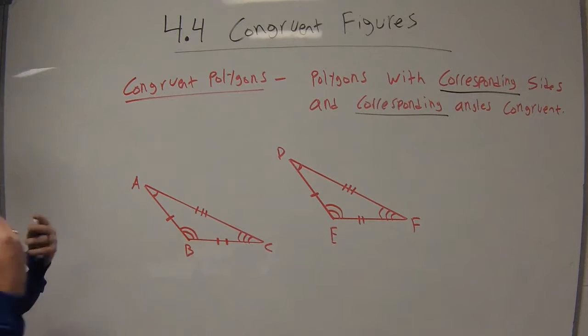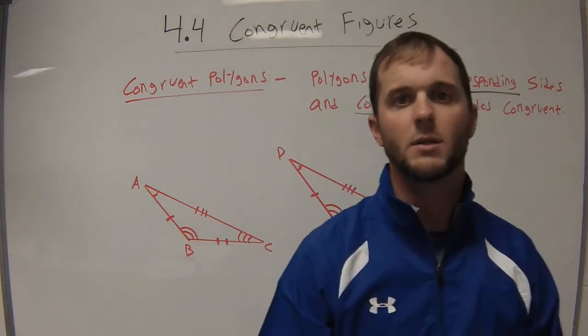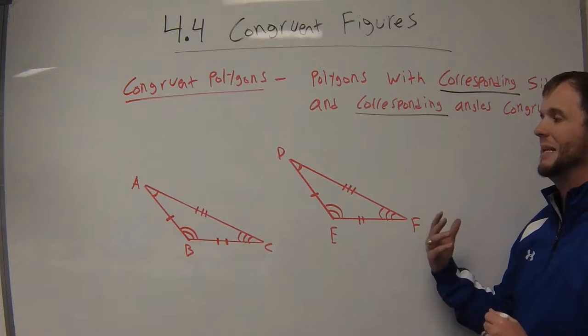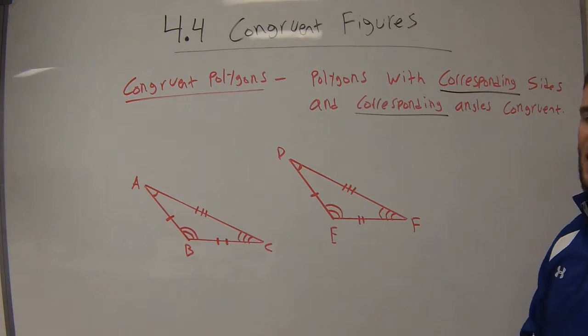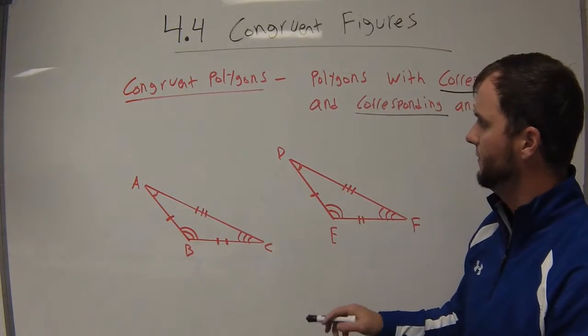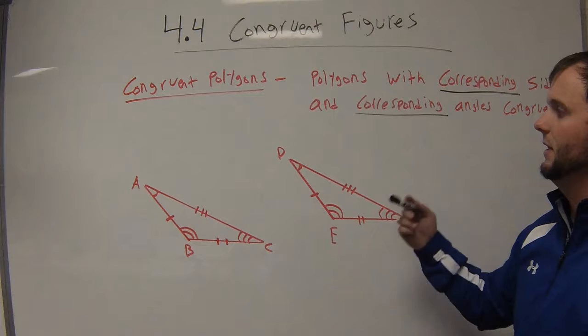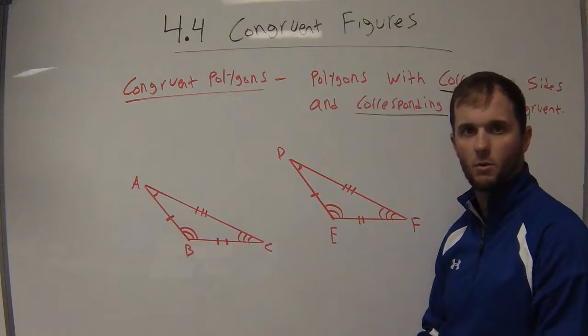Right now, just by looking at them, we can say these could be congruent. But we're going to look a little bit deeper and see what happens here. Looking at triangle ABC and triangle DEF, I need to determine if these are congruent to each other.